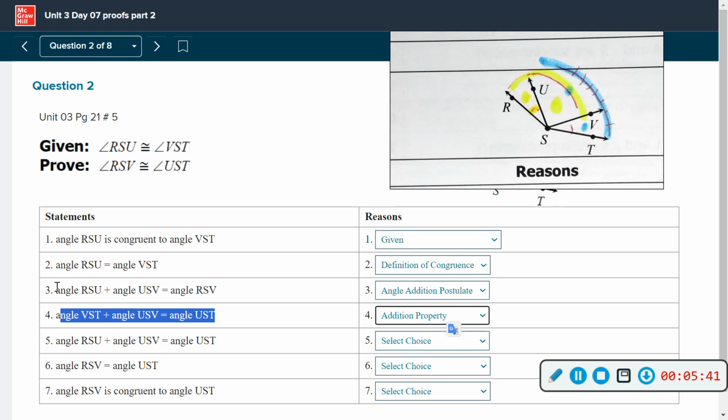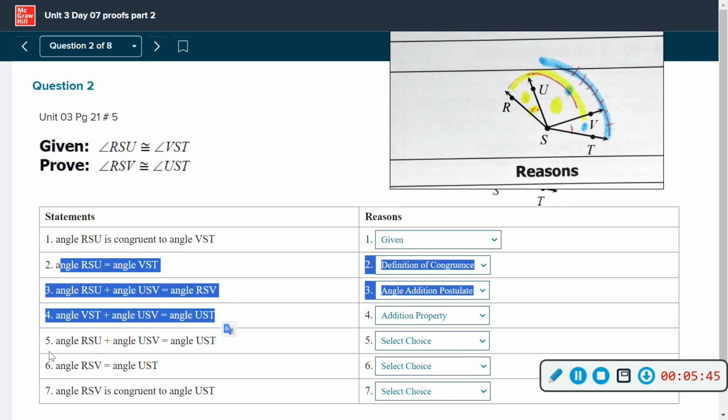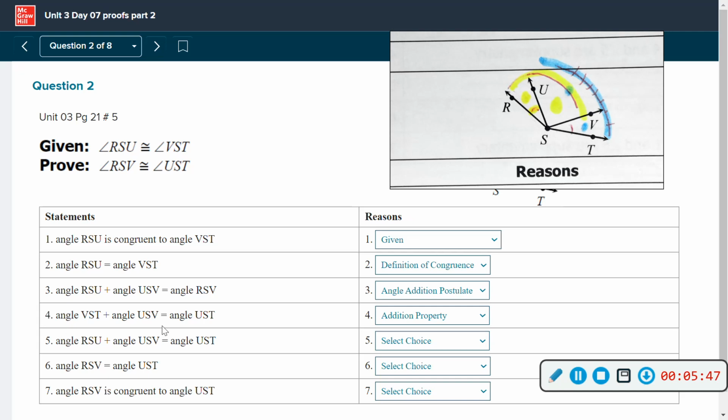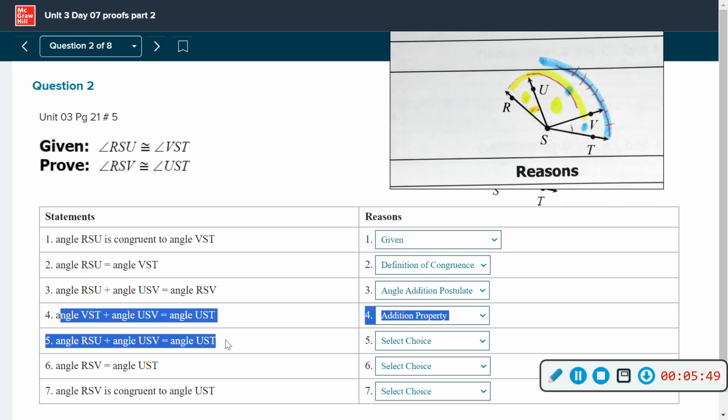Now, we just said all these things right here. We have a bunch of those. Now, what changed? So let's look. From line 4 and 5, what changed? So this is still the same. This is still the same. This turned into this. So VST turned into RSU. So that changed because of line 2. VST is the same thing as saying RSU.